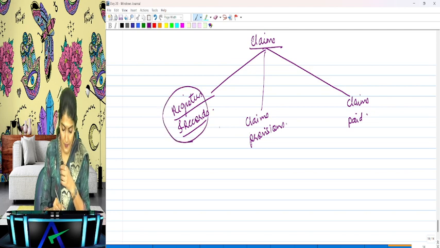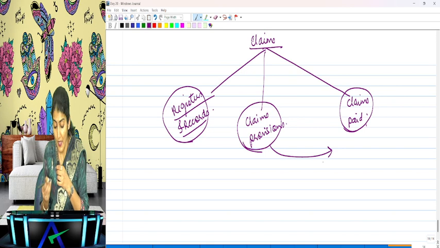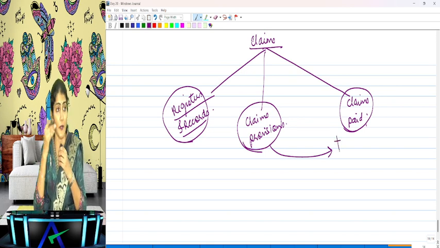Right, so registers and records, claim provision and the claims paid. What points are there for claims provision? Are those points included in claims paid? Yes, plus there are some additional points for the claims paid.